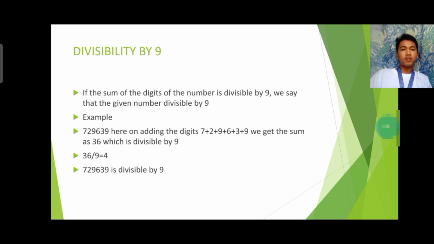Divisibility by 9. If the sum of the digits of the number is divisible by 9, we say that the given number is divisible by 9. Example, 729,639. Here, adding the digits 7 plus 2 plus 9 plus 6 plus 3 plus 9, we get the sum of 36, which is divisible by 9 because 36 divided by 9 equals 4. And 729,639 is divisible by 9.